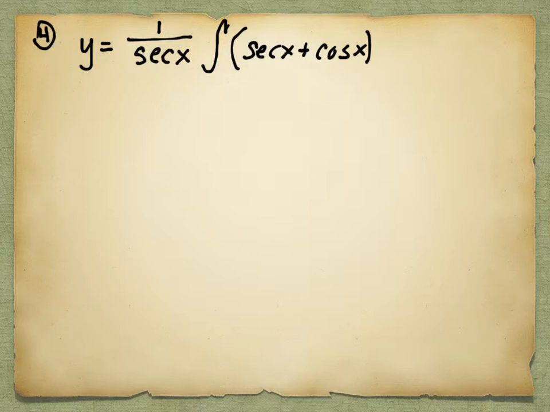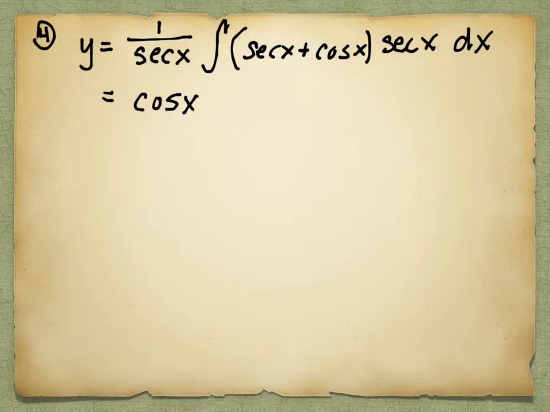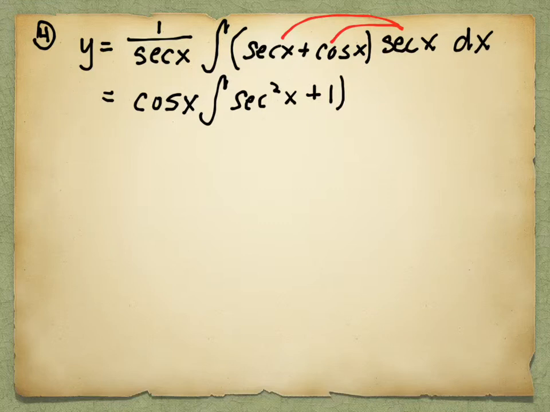So what goes after this piece? U of x, which was secant of x, right? And then I've got dx. All right, so Cameron mentioned that I want to change the 1 over secant at the beginning to cosine x, which sounded good to me. Now what else do I need to do? Distribute secant of x on the inside. If I distribute this, secant x times secant x is secant squared x. Cosine x times secant x is 1, because they are reciprocals.